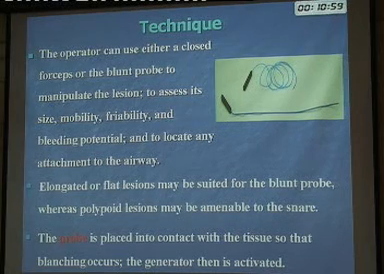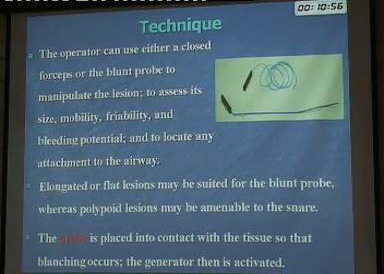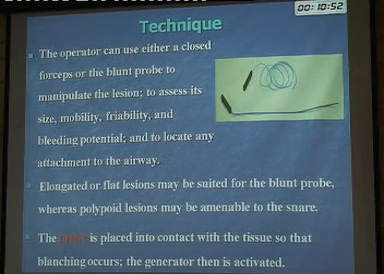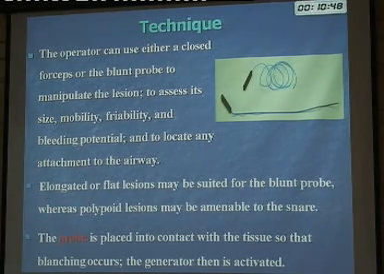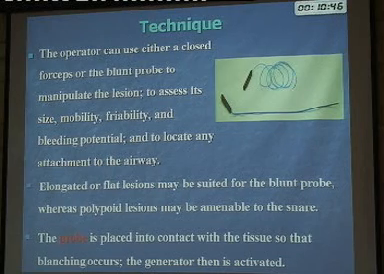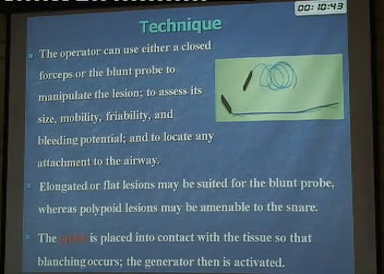Elongated or flat lesions may be suited for the blunt probe, whereas polypoid lesions may be amenable to the snare. The probe is placed into contact with the tissue so that blanching occurs, to be sure that the probe is in contact with the lesion I wanted to cauterize. The generator then is activated.